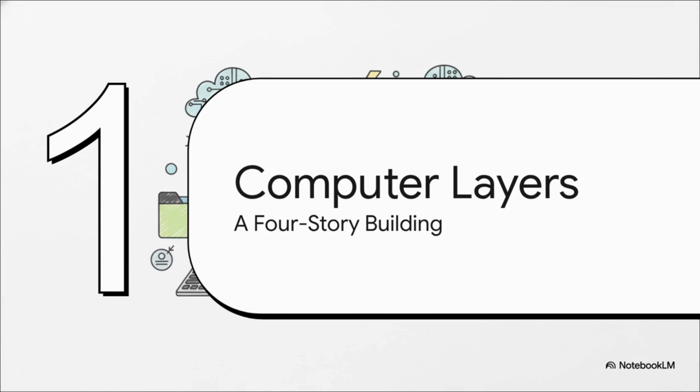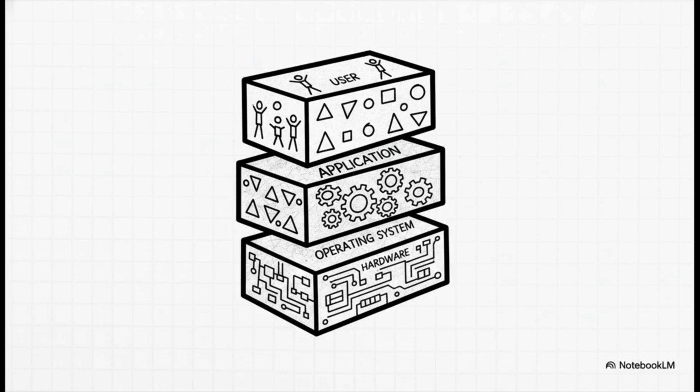Okay, to really get where the OS fits in, it helps to picture a computer system like a stack with different layers. So let's peel them back and see how it's all put together. It's a stack, and each layer relies completely on the one below it. You can't have the top without the bottom. Let's take a look at the blueprint.